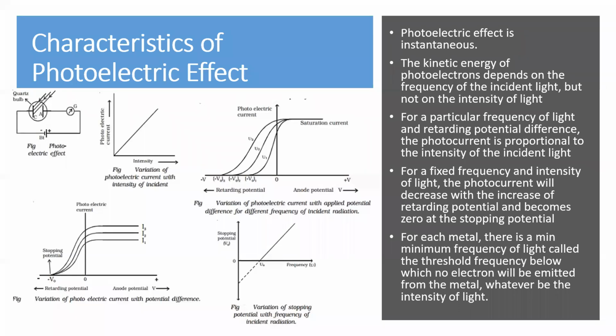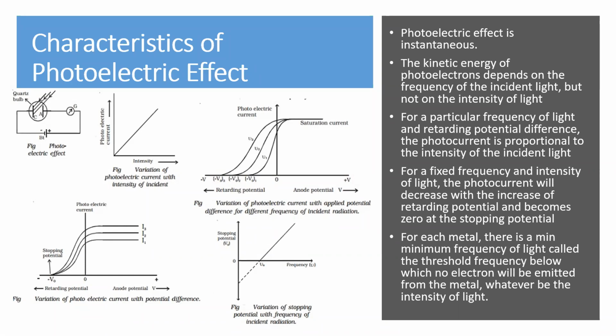Next, we observe that when we increase the intensity of light, the energy of the electrons coming out will remain the same, but the photocurrent will increase. When we increase the intensity of light, the photocurrent will increase, but the stopping potential at which the current stops will have no effect. This is the second characteristic which we saw.